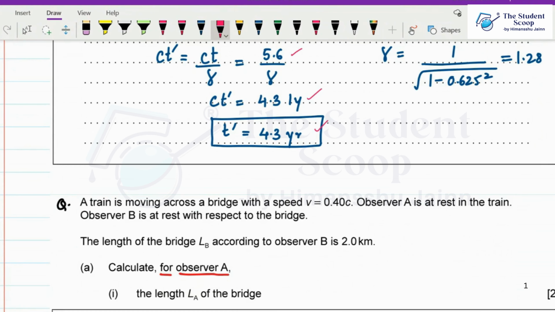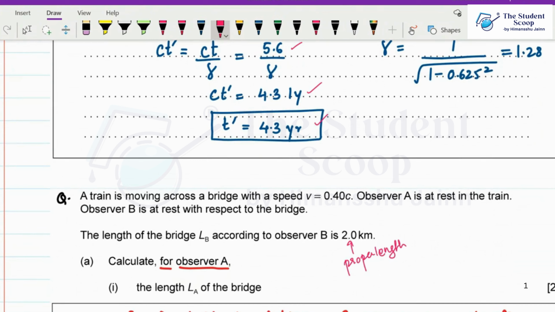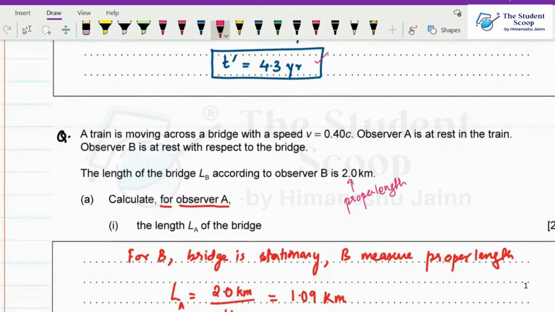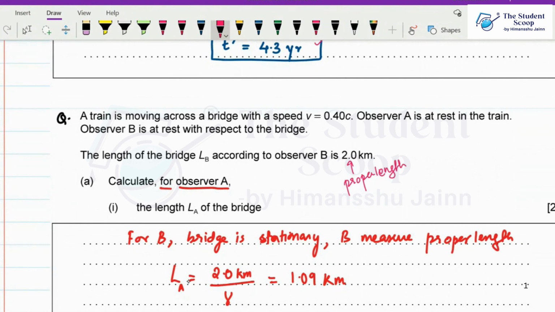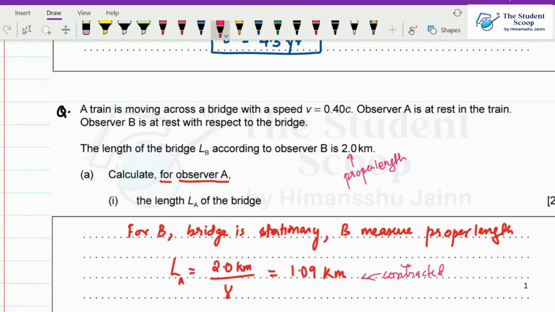So for B, the bridge is stationary, so this is a proper length. For A, it will be a contracted length. First we calculate the gamma factor and then use the length contraction factor. So length for A is 2 over the gamma factor. The gamma factor will give you 1.09. This is a contracted length: 1.09 kilometers according to observer A.